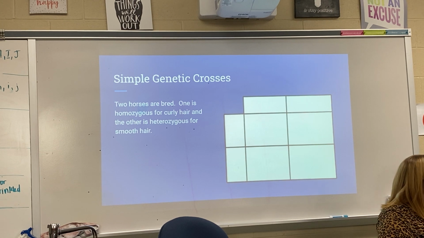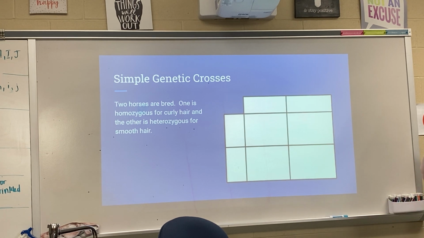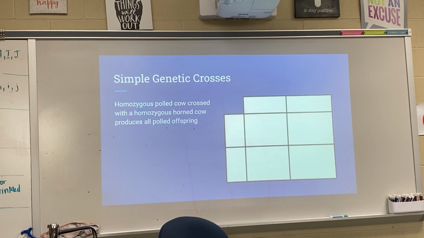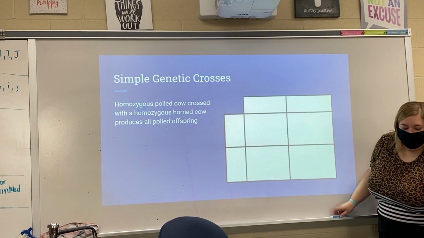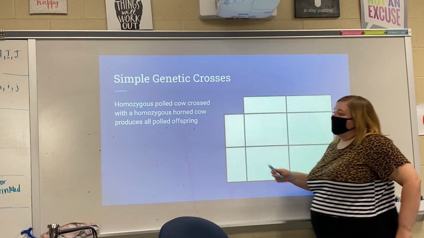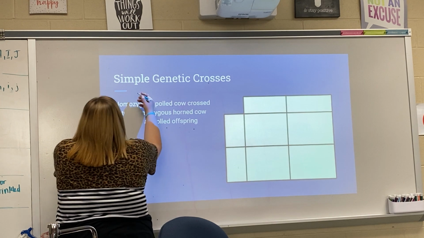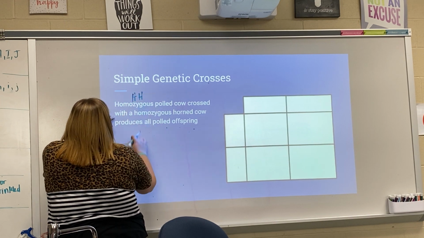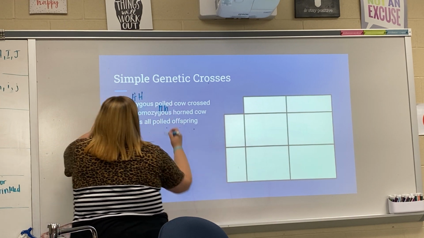Okay, finish whatever one you're on, and then we're going to take this a step further. I want you to go back to the first one we worked on. Remember that the pulled offspring is homozygous dominant, so we've got big H, big H, and then this guy is little h, little h.